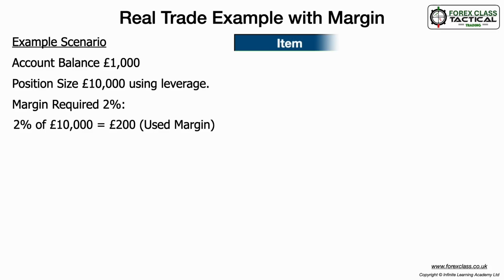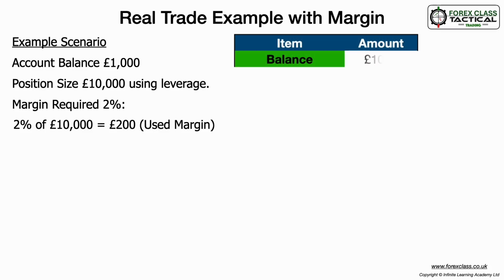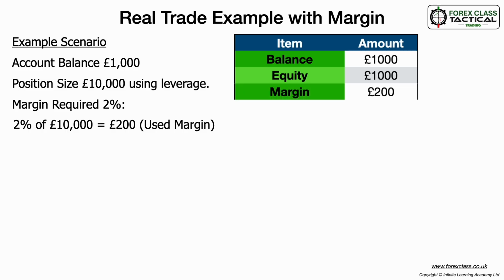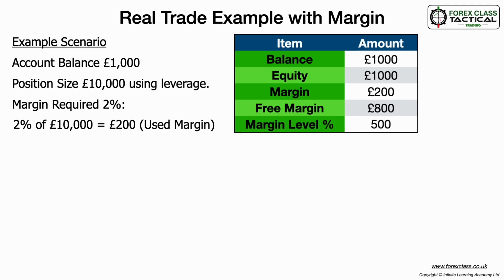This is what your account looks like. Your balance is £1,000. Your equity is also £1,000 because the trade hasn't moved yet. Used margin is £200. And your free margin is £800. This gives you a margin level of 500%. Now let's see what happens when the trade moves.